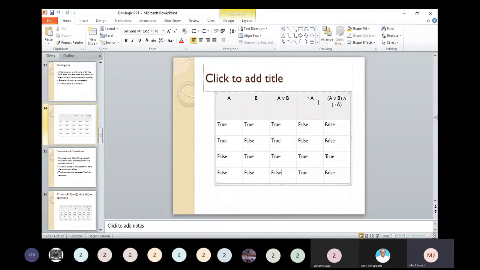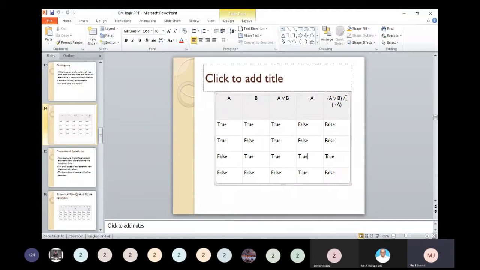And write the negation of A. Negation A means what? If A is true, the negation is false; if it is false, the negation is true. So write down all the entries of negation A. Then finally find out A or B and negation A. So take the 3rd column and the 4th column. Now take the conjunction of the 3rd and 4th. What is meant by conjunction? That is the and value.